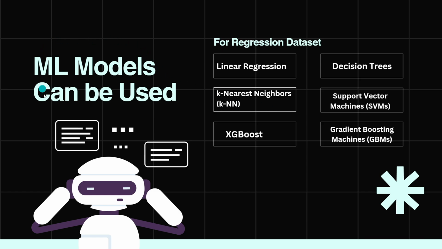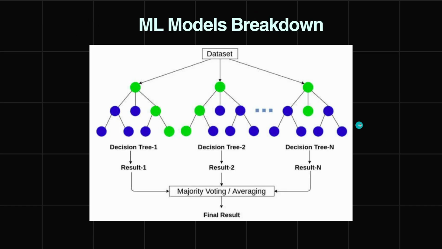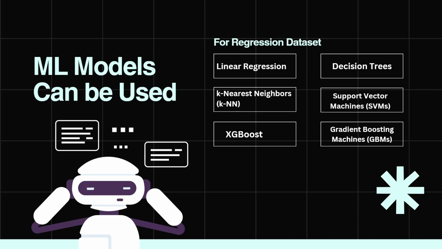Now the main thing is the ML model that can be used for our regression dataset. We can also use linear regression, decision tree, KNN, SVM, XGBoost, and GBMs. All those ML models will also work perfectly. But here, as I told, I'm gonna use RF regression, random forest, and we're gonna predict what our prediction model is giving. So let's jump into our Jupyter notebook.